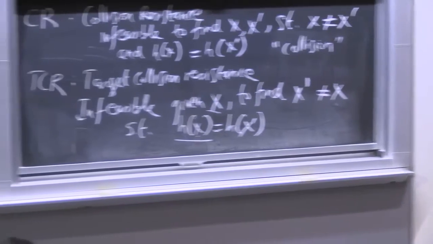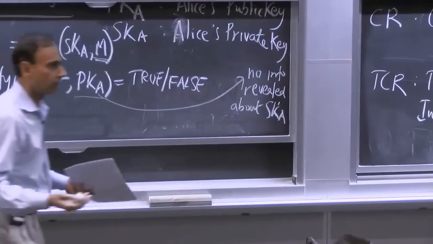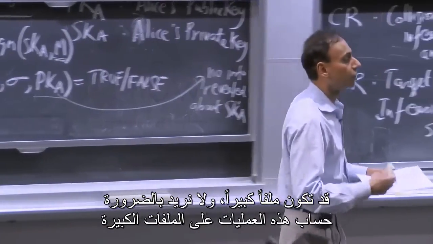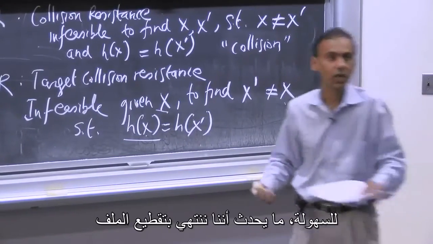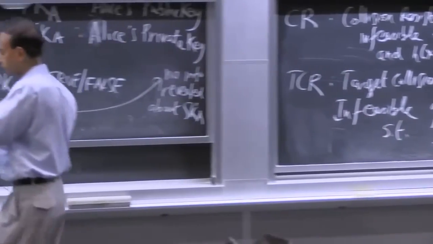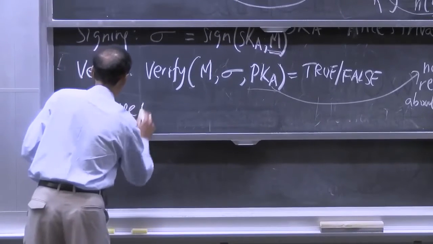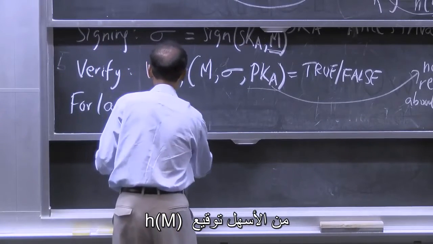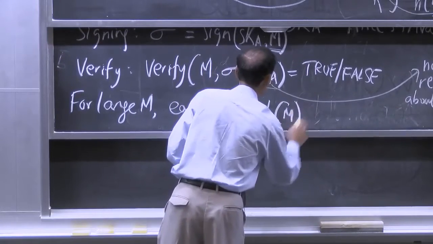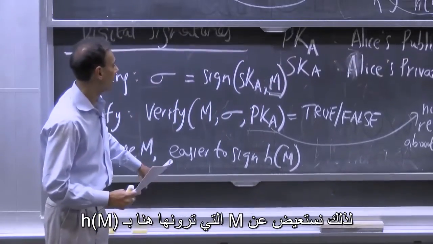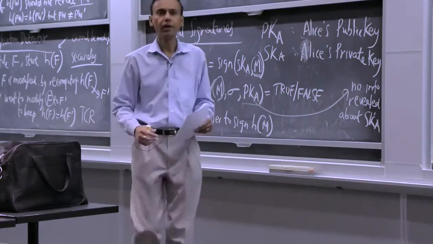6046 links, for example. And what happens is M is typically really large. I mean, it could be a file, right? It could be a large file. And you don't necessarily want to compute these operations on large files. So for convenience, what happens is you end up hashing the file. And for large M, it's easier to sign H of M. And so replace the M's that you see here with H of M. All right?